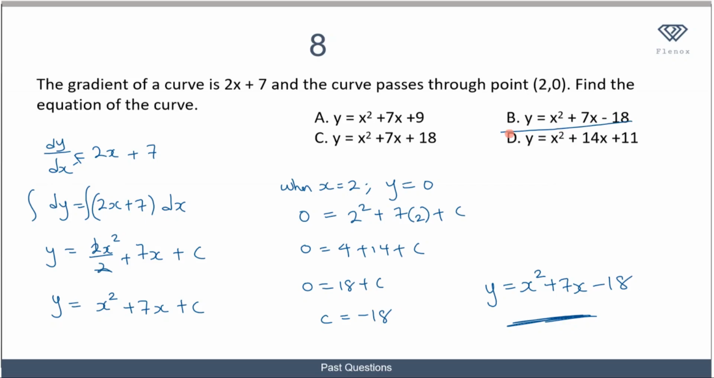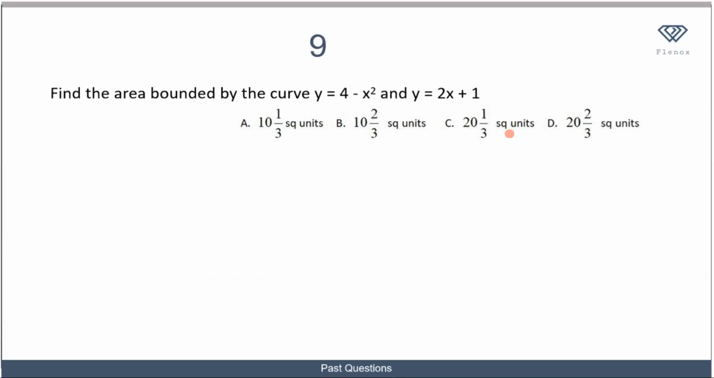So now here is the last question we are going to be solving. We are told to find the area bounded by the curve y is equal to 4 minus x squared and the line y is equal to 2x plus 1. So to solve this, remember the formula we need to apply. The formula says that we need to find the integral from a to b of my top function minus the bottom function, then dx. Where a and b are the points of intersection of these two curves.